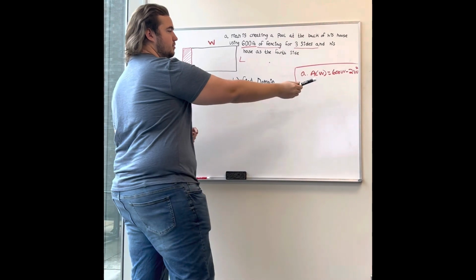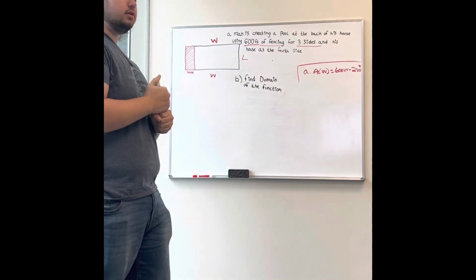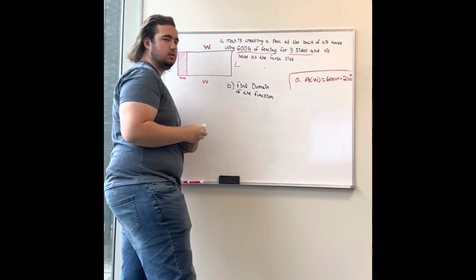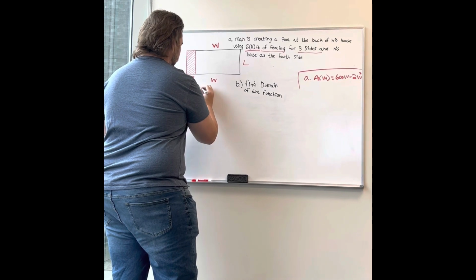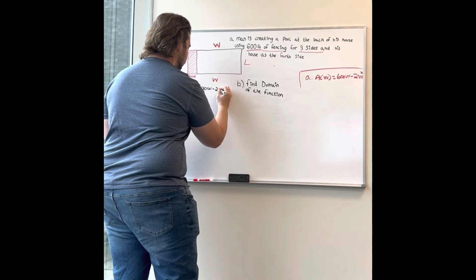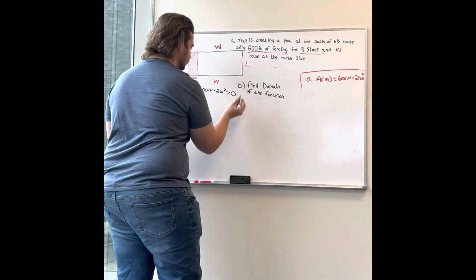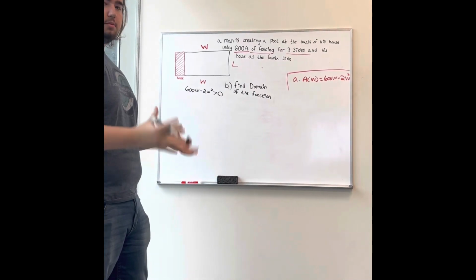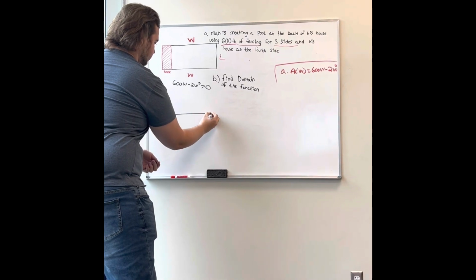For part 2, or B, we are finding the domain of the function. So we already have the function in terms of W from part A. So we are going to find where part A is greater than 0. I'm going to write that over here for us: 600W minus 2W squared is greater than 0. So for this, I like to put this in a number line, so it's a bit more visual.